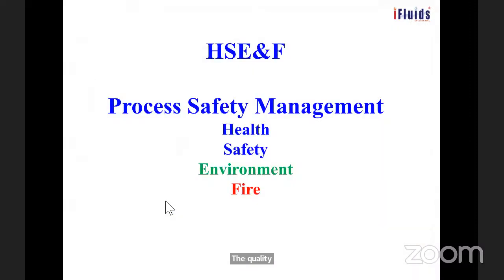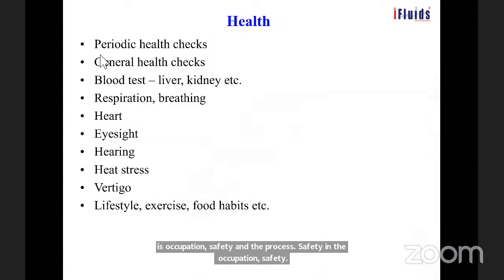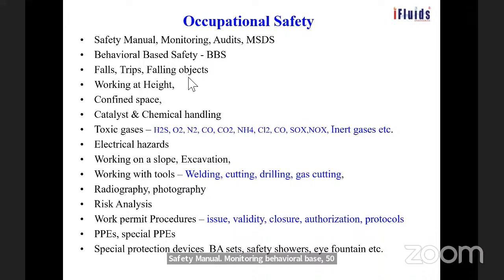Now we are moving to safety, health, safety and environment and fire. Safety is divided into two sections. One is occupational safety and the other is process safety. In the occupational safety, you have safety manual monitoring, behavioral based safety, falls, trips, all these things coming under occupational safety.